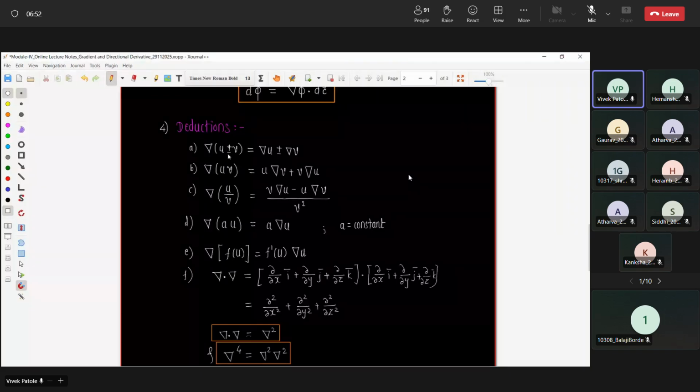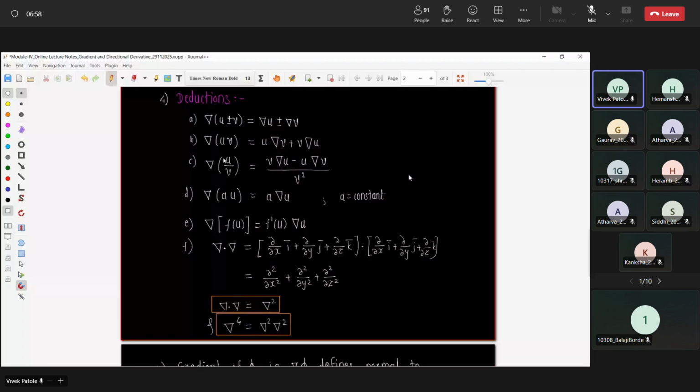Fine. Now these are the deductions, means we are discussing the properties of the del operator so that we can use it further. So del of u plus minus v equals del u plus minus del v. Here we have to apply the product rule of derivative, so u del v plus v del u, and the quotient rule is the same. Whatever rules we discussed for the derivative, the same rules are applicable. Now, when a is constant, then del of au is equal to a into del u. Del of f of u, I will derive it down here: del of f of u equals f dash of u into del u.